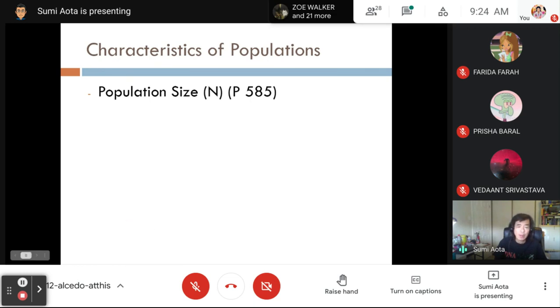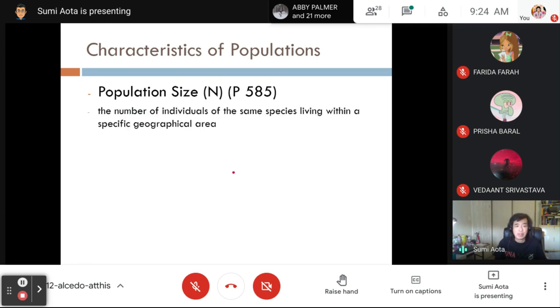So we need to know the population size. Okay? Which is basically the number of individuals of the same species living within the specific geographic area.